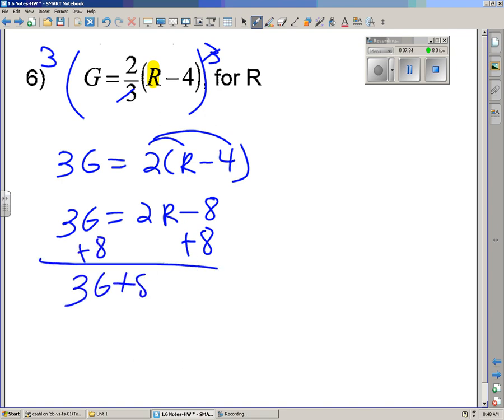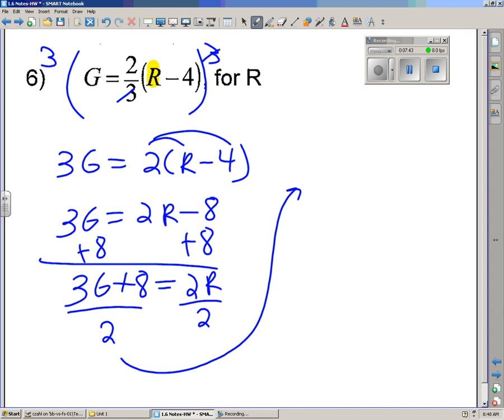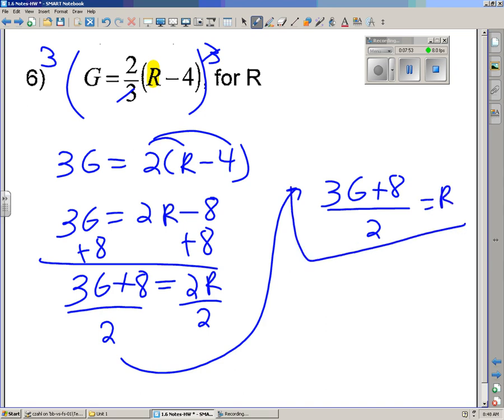3g plus 8 equals 2r. Divide by 2, divide by 2. And again, you don't get a pretty looking fraction. You can separate it if you want. I don't require that you do. It's fine to leave it like this. 3g plus 8 divided by 2 equals r. That should be enough to help you get through the homework.